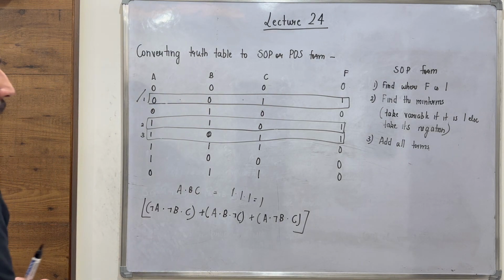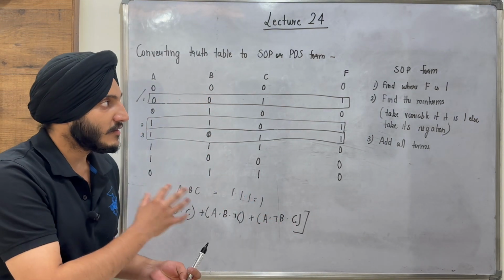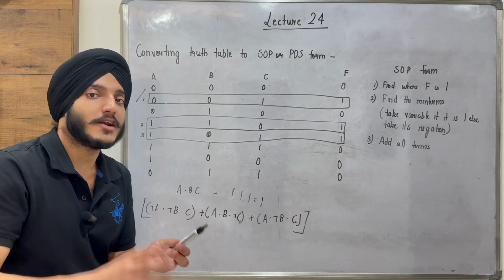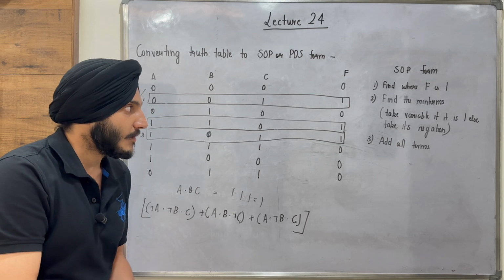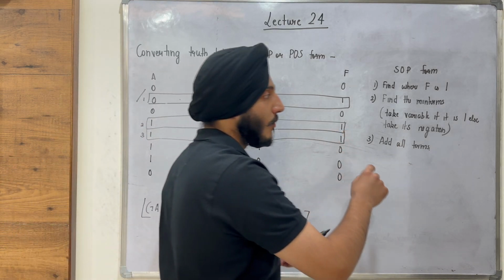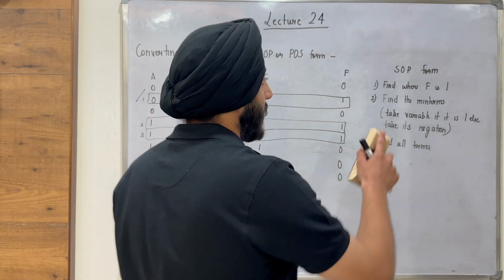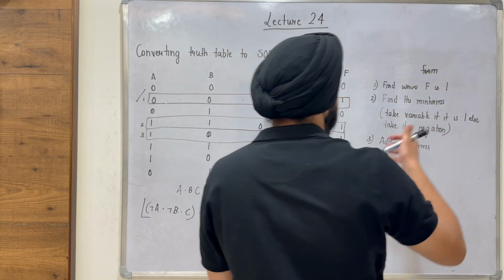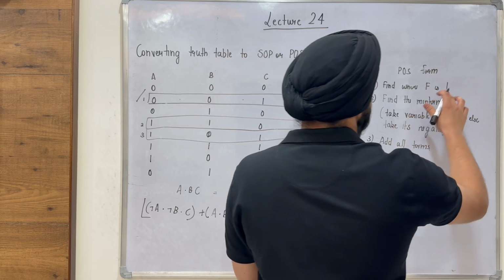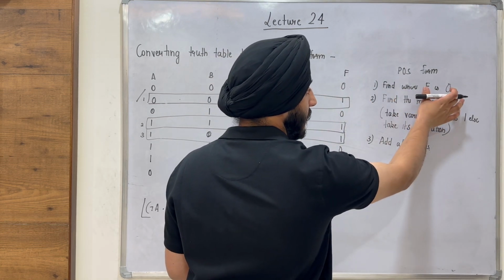Now let's try to understand what is the product of sum form. Now, the product of sum form, if you understand the sum of product form, is basically the exact opposite of this, right? How is it opposite? In this case, instead of finding where f is 1, I'll just change the steps to show you how they're exactly the opposite of each other, right? So now if we look at the POS form, find where f is 0, right? So we basically look at where the function is 0.